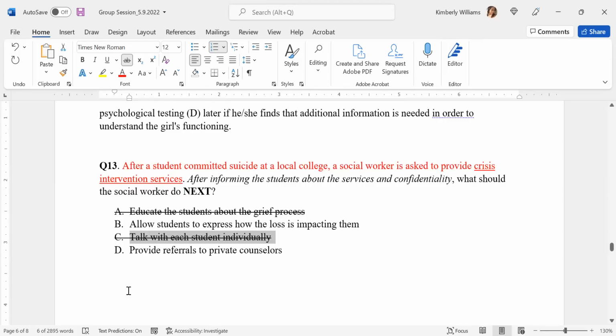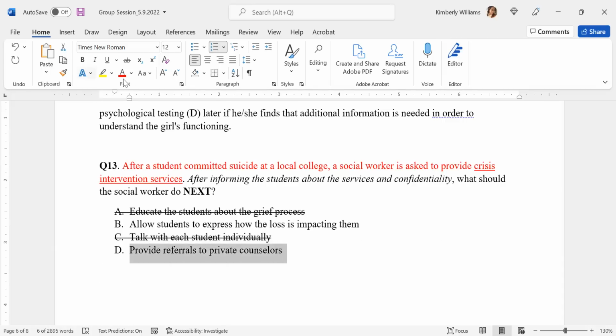The only reason that I said scratch is because it says informing the students. So that means more than one. So why would I pull them separately if it's students? I don't know, maybe I'm looking too much. It says provide referrals to private counselors. Like, no, that's what I'm there for.